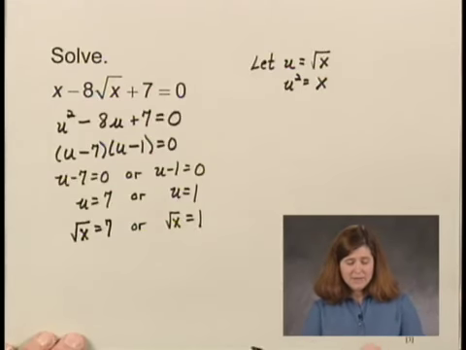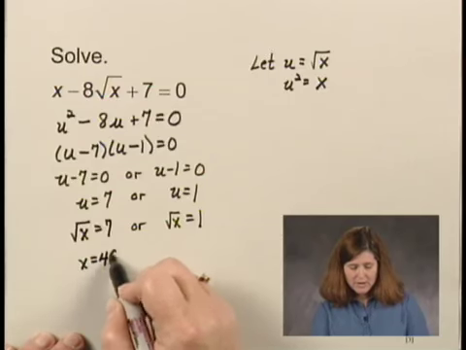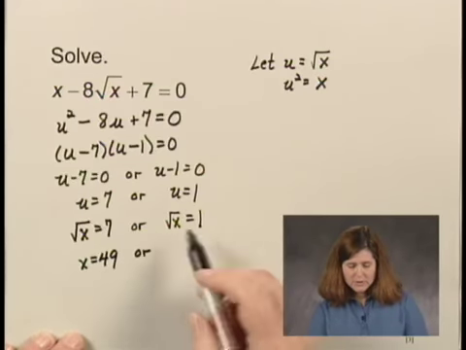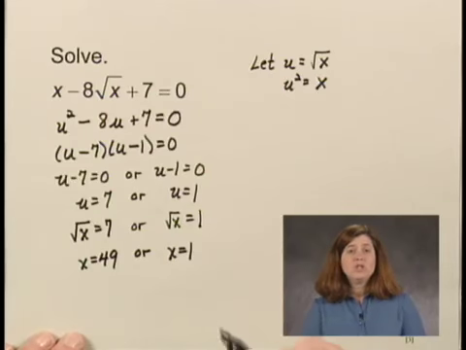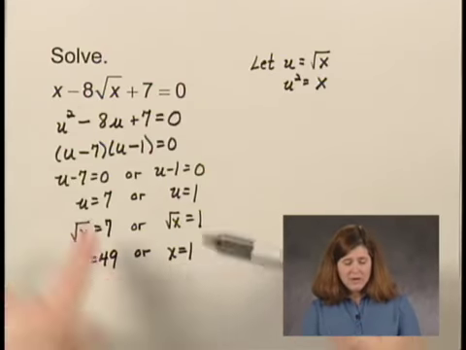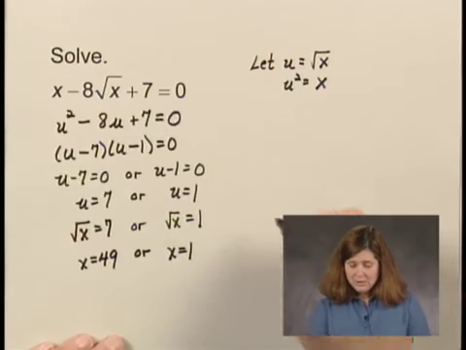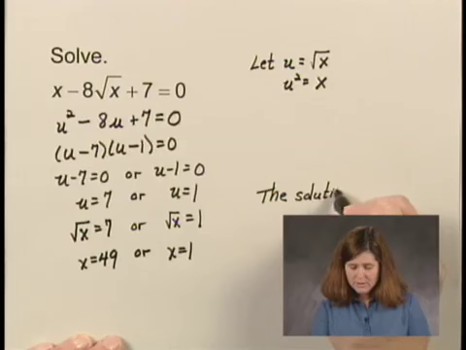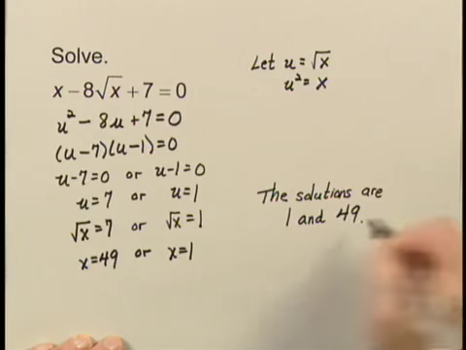And now we can solve for x. We square both sides here, and we have x equals 49. Or, square both sides here, we have x equals 1. We check these numbers, 1 and 49, back in the original equation and find that both check. And so we say the solutions are 1 and 49.